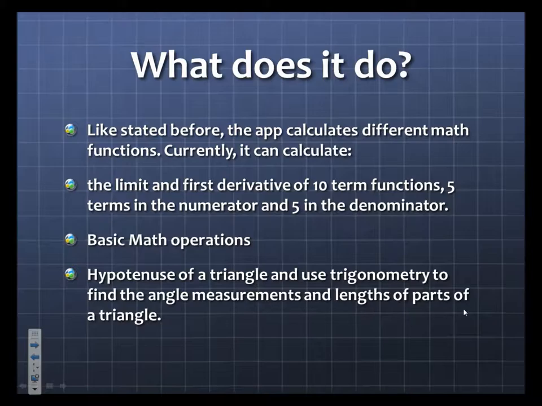So what does it do? Basically, this has three operations: math operations like multiplying, dividing, adding, and subtracting, and derivatives and limits. Derivatives are the slope of the tangent line. It's the slope of a curve at a certain point, where it creates a tangent line at one point only on the curve. It could be more than one point, but it tends to only be one point.